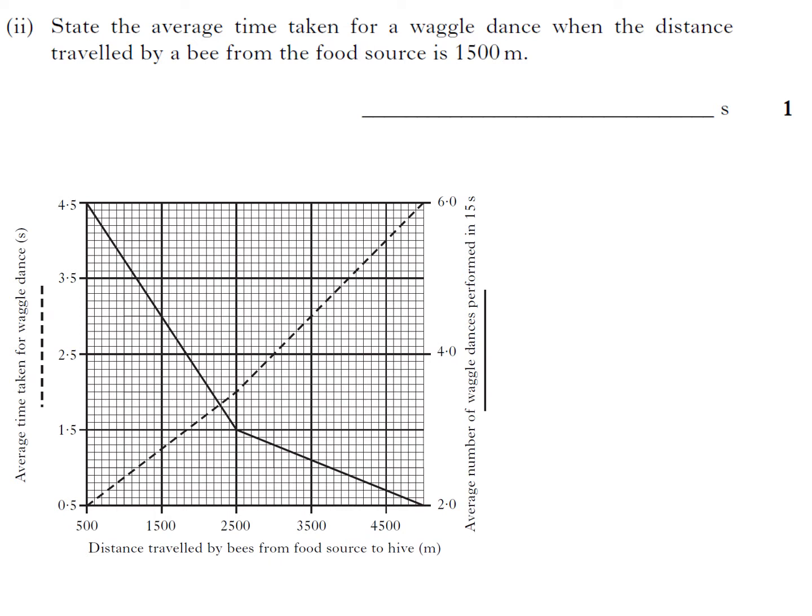That's it. State the average time taken for a waggle dance when the distance travelled by a bee is 1,500 meters. Okay, so here's your data. The average time for a waggle dance when the distance is 1,500. So here's your 1,500. We're looking for time, so we're going to this one here. So you go up to here, and then you read it very, very carefully across. And where we're going, so that is 1.25 seconds. Being careful about your data points.